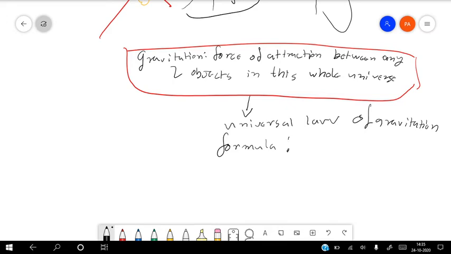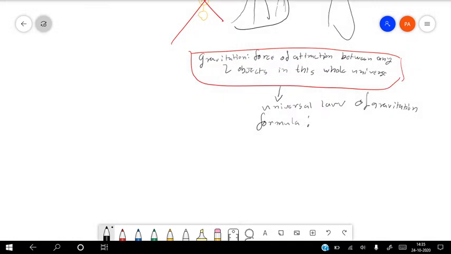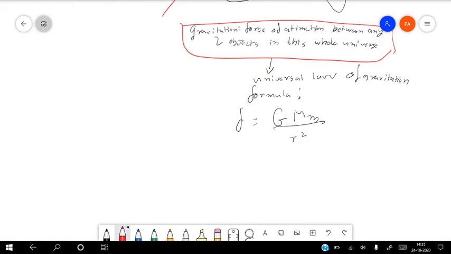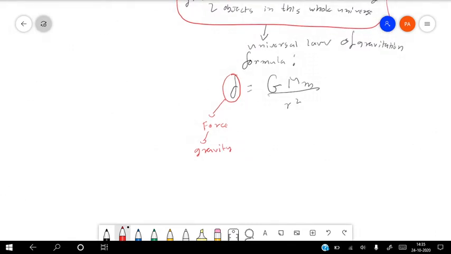So, what is the formula? The formula is F is equal to G M m divided by R square. I'll describe these terms for you. F is the force. But the force of what? F is the force of gravity or gravitation.